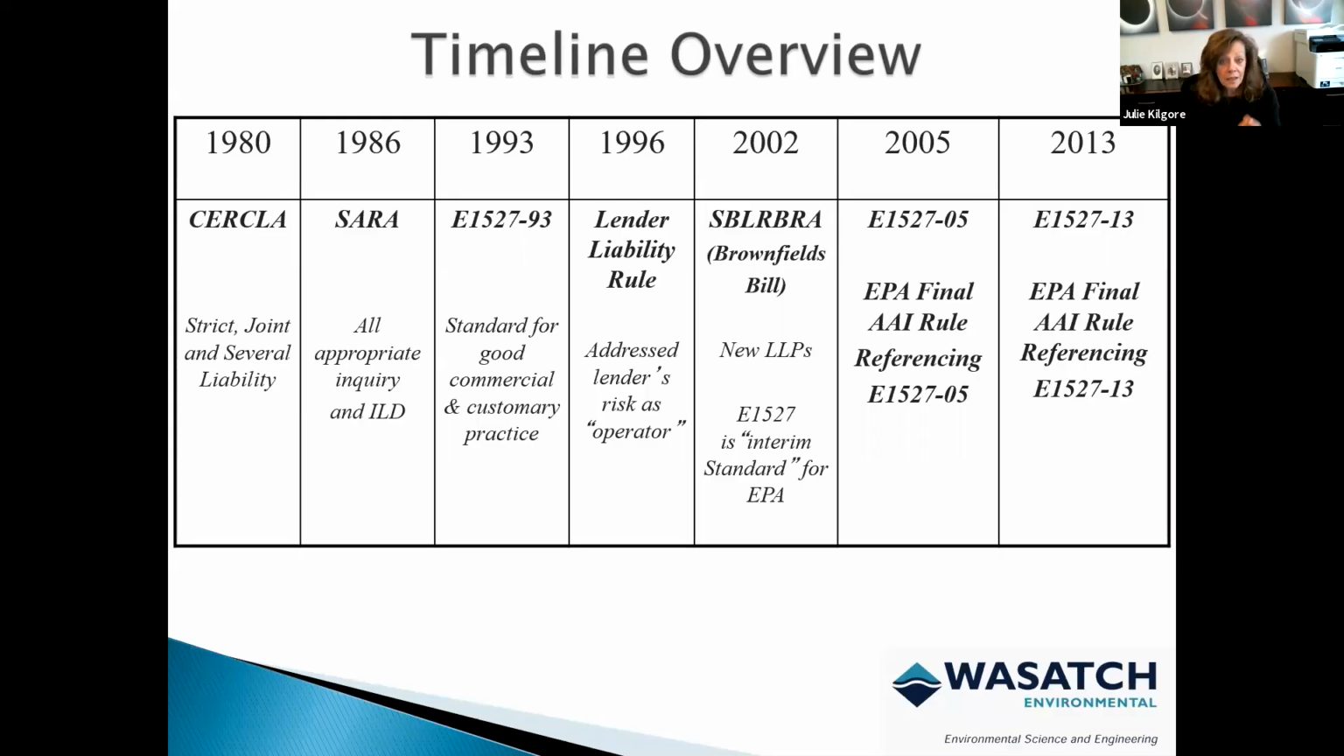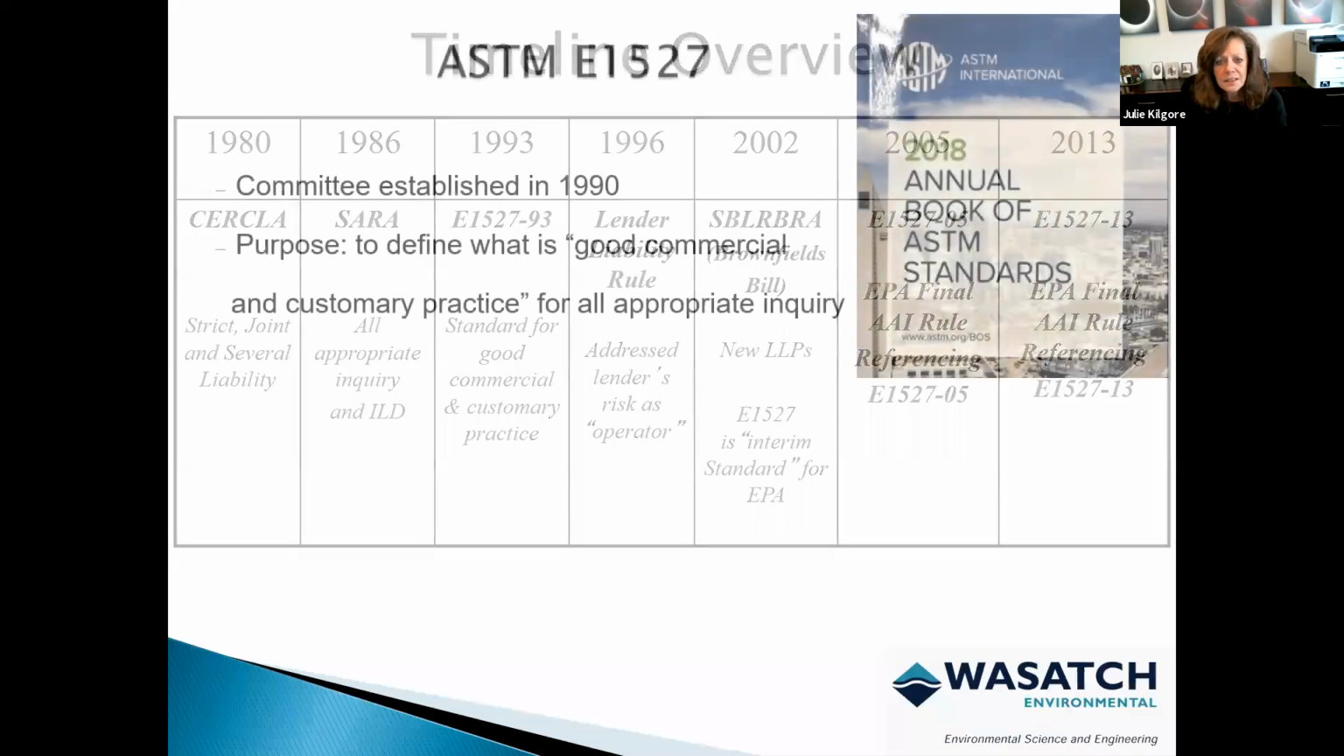Simultaneously, ASTM was working on updates to the 1527 to cover anything that was in the regulation that we didn't already have covered. So in 2005, we have a new regulation that then references the 1527 as a tool for complying with all appropriate inquiries. In 2013, the ASTM task group published a revision. EPA then referenced that 2013 version as a tool for complying with the all appropriate inquiries regulation. And that is the same process that we're going through now. We'll talk a bit about that revision process here.